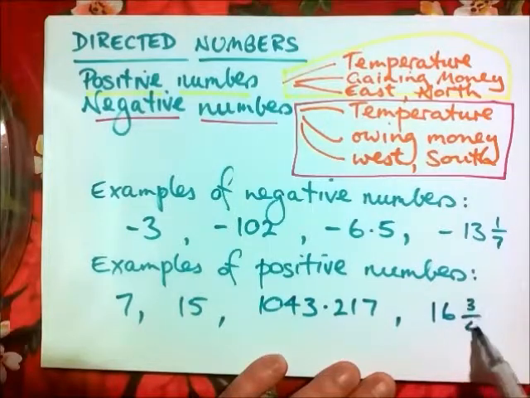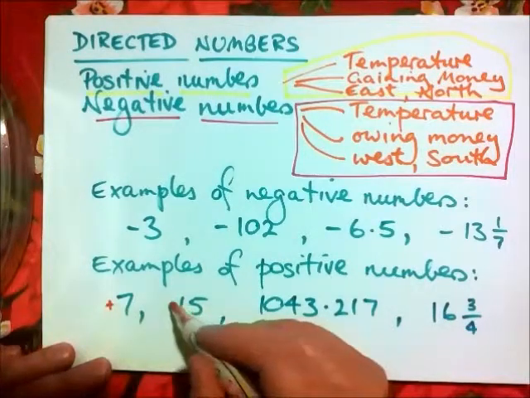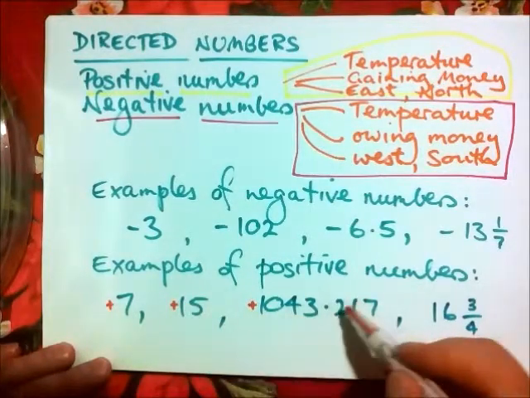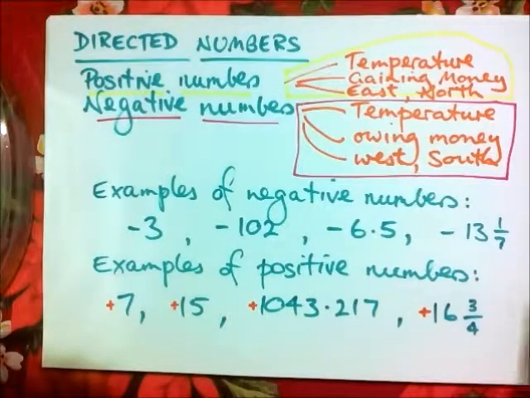They're all positive numbers. Now, if we get really picky, fussy, technical, we should have a plus sign in front of those numbers. But we never needed them before. We don't need them now.